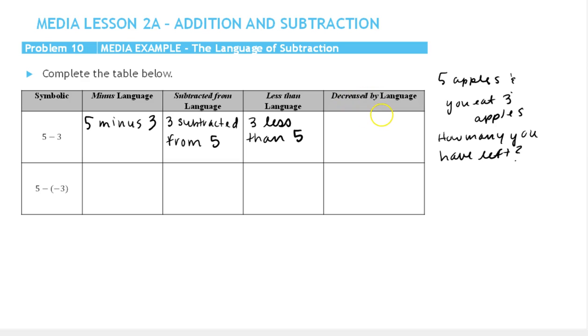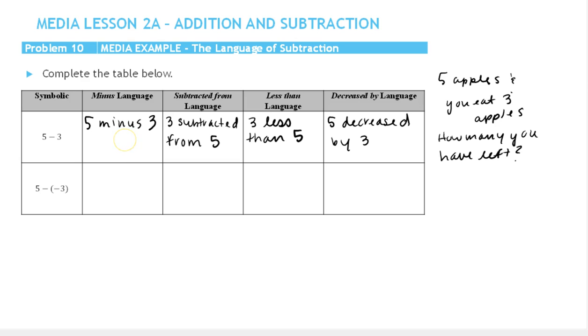Now decreased by language. So we want to have 5 apples and we decrease the number of apples by 3. So this one would actually correspond to the symbolic version from left to right. So we'd have 5 decreased by 3.